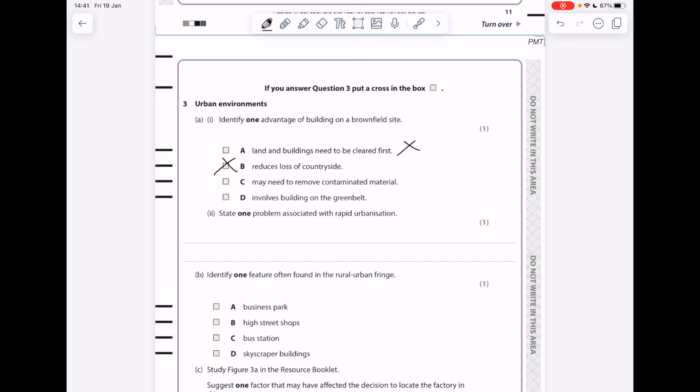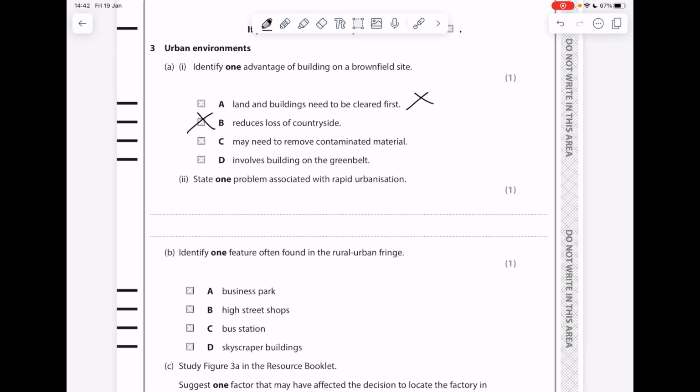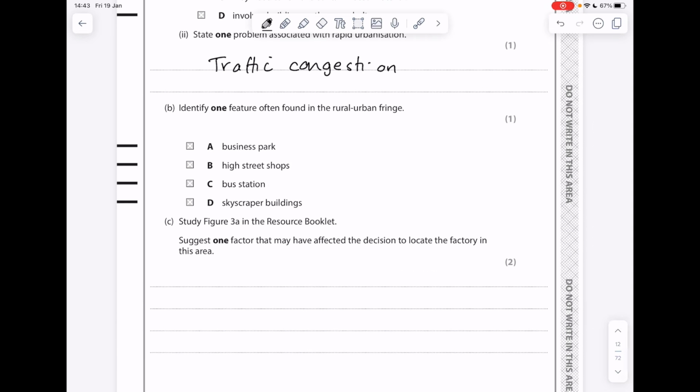State one problem associated with rapid urbanisation. If we're rapidly building new settlements, then what's going to happen is you'll have an increased population moving in, and that will lead to traffic congestion. They give lots of other options in the mark scheme, such as overpopulation, shortage of housing, high demand for services, development of squatter settlements.